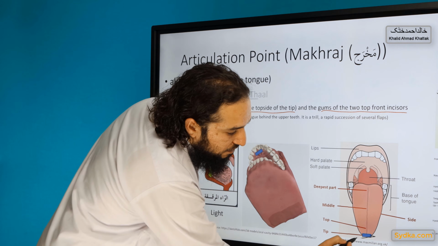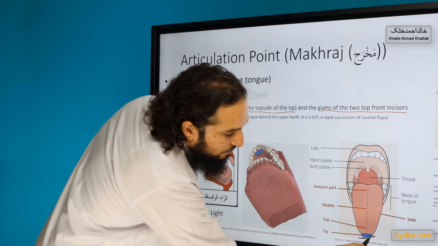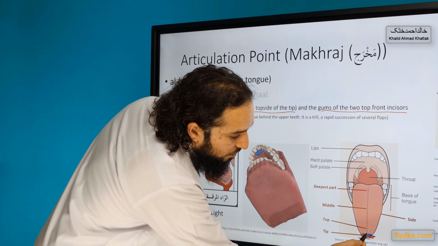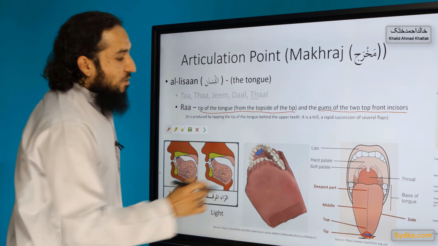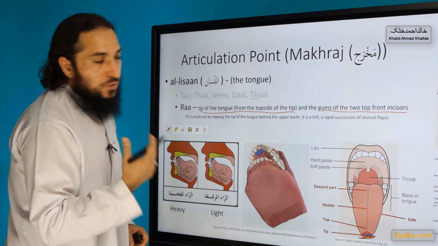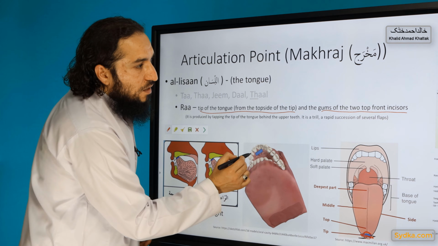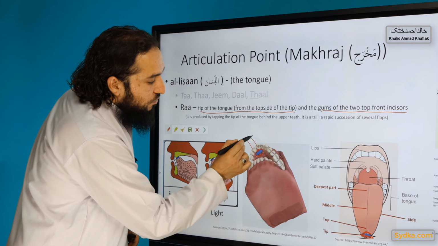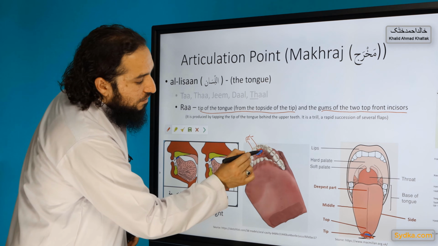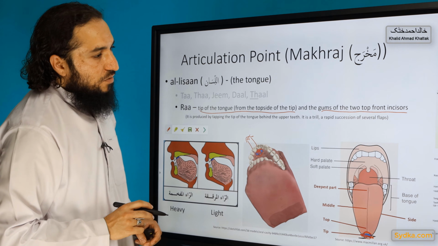So again, this is the tip of the tongue, but we will be using the top side of the tip of the tongue, and that will be touching, when we're reciting the ra, the gums of these top 2 incisors. This place is the ra articulation point.